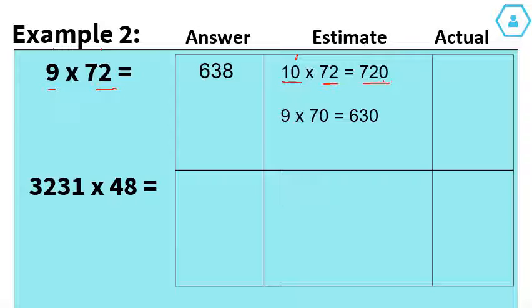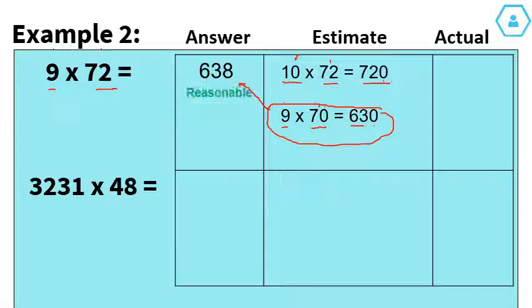The other way I can do it is rounding the 72 down to 70. So it becomes 9 times 70. And to solve this, I don't need to know what 9 times 70 is. I just need to know 9 times 7, which is 63. And then I add the 0 and it becomes 630. So now I have 2 estimates here. And this second estimate down here is kind of closer to the answer I've been given. Yep. They're both reasonable estimates though.